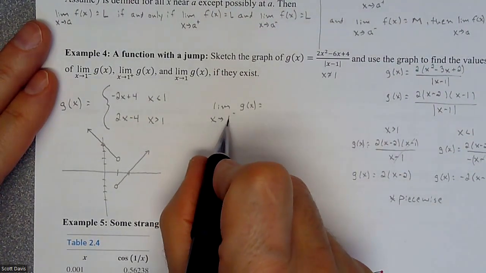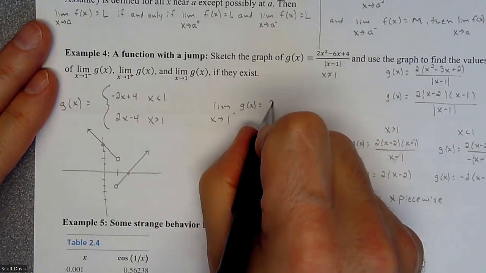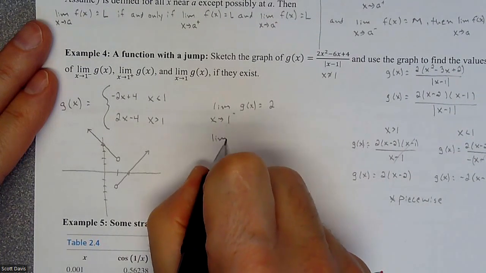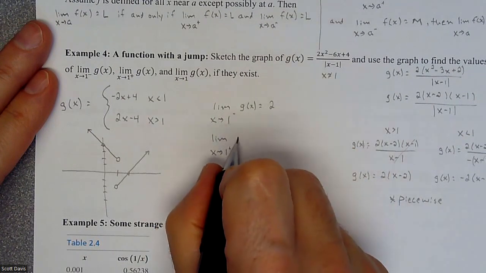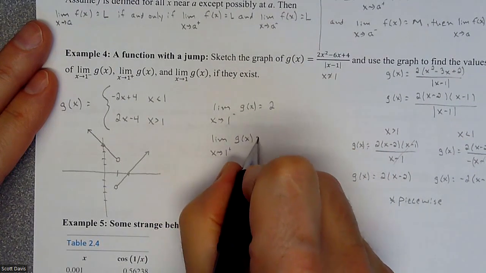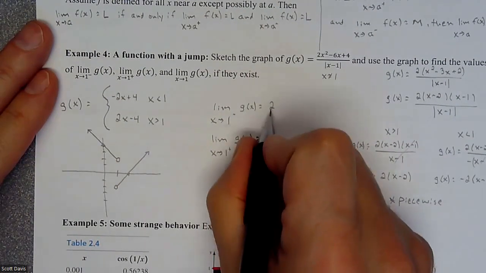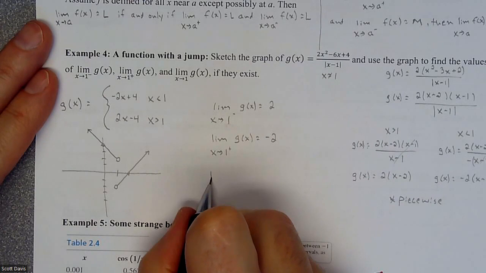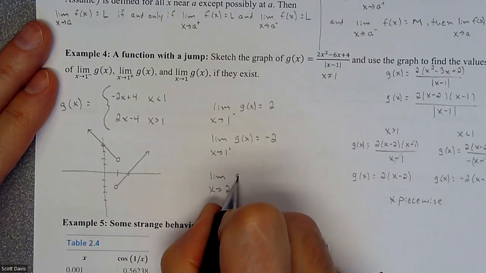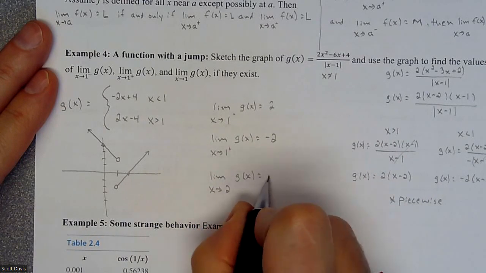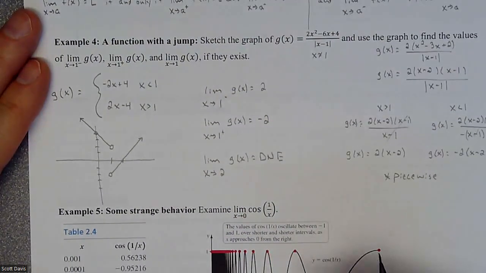As x approaches 1 from the left, which is here, we would be approaching a y value of 2. And then if we look at x approaches 1 from the right, we're approaching this y value of -2. And since they don't line up, our overall limit as x approaches 1 does not exist. So that's an example of that kind of situation happening.